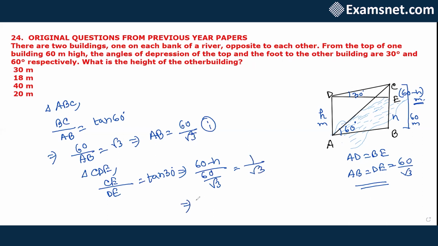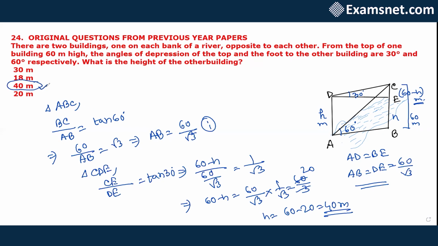So let's proceed with the calculation. 60 minus H, by 60 by root 3, equals 1 by root 3. It becomes 60 by 3, so 20. H equals 60 minus 20, 40 meter. So here the correct answer is 40 meter. The height of the building is 40 meter.